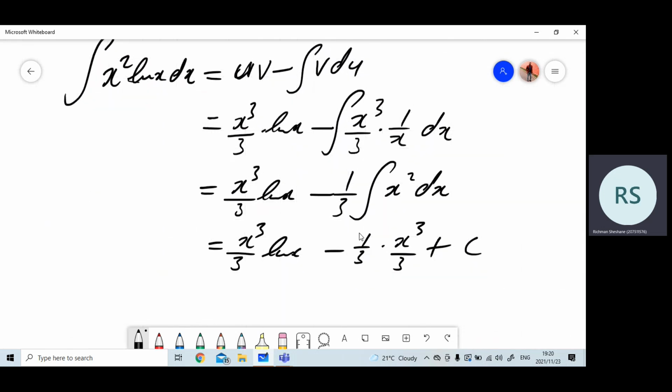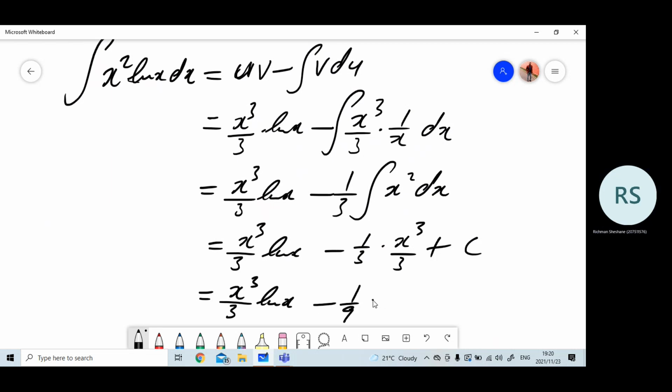Just multiply this 1 over 3 times this 1 over 3. Let's return the first term, minus 1 over 9 x to the power of 3 plus c. So this is the answer. This is the integral of x squared times ln x with respect to x.